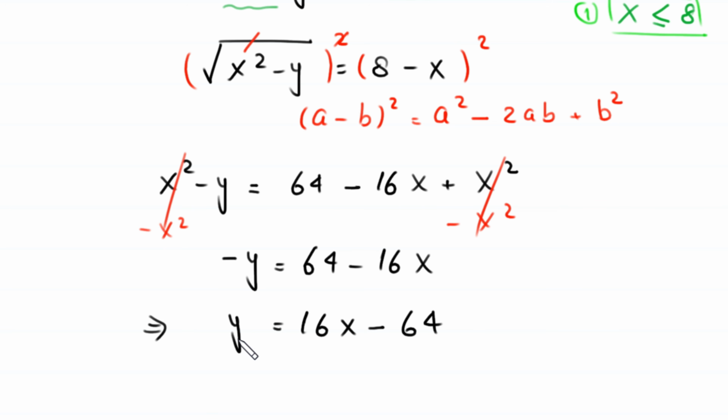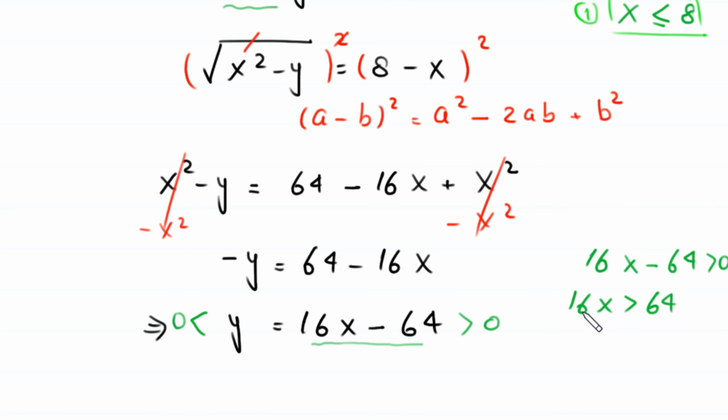Now because y is a positive integer, it means that y is greater than 0. So this right hand side, 16x minus 64, must be greater than 0. This implies that 16x must be greater than 64, and if we divide both sides by 16, this implies that x must be greater than 4. This is the second condition of the domain of this equation.